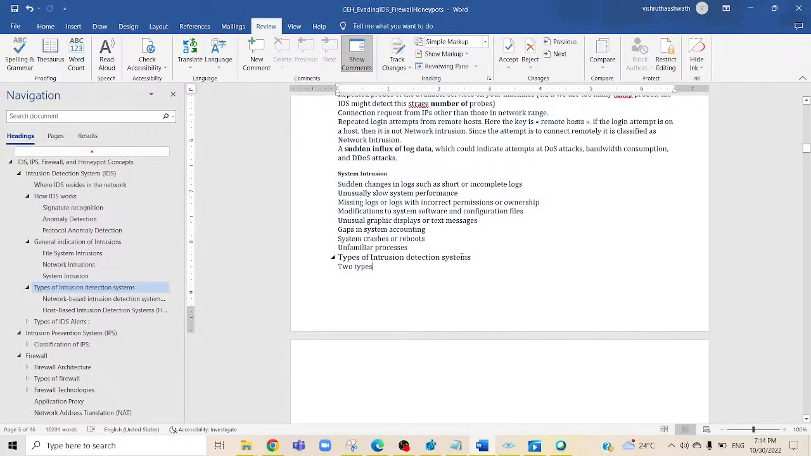In the previous videos, we saw what an IDS is and how it works. It consists of three stages: signature recognition, anomaly detection, and protocol anomaly detection. Then we saw some of the indications of intrusions, for example, the indications of file system intrusion, network intrusion, and system intrusion. In this video, let's see what the different types of intrusion detection systems are.